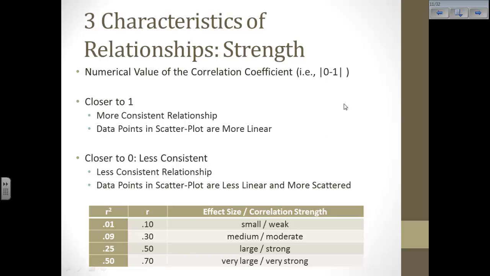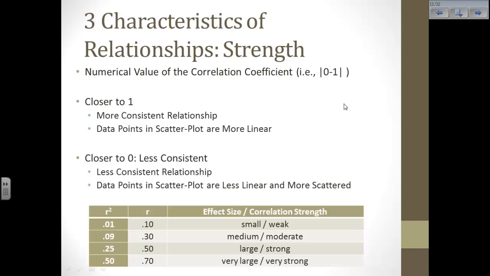Now, the final characteristic of a relationship that the correlation coefficient tells us about is strength. Strength tells you how consistent the relationship is among variables. And it's denoted by the numerical value of the correlation coefficient. That numeric value can only range in absolute value from 0 to 1. And I say absolute value because negative values can happen. But if you think about absolute value, it can never exceed 1, either negatively or positively.